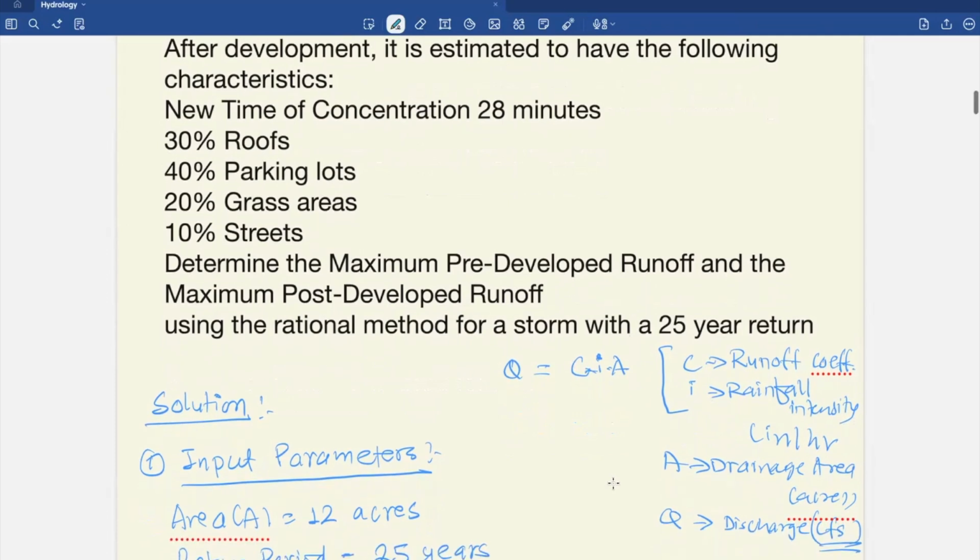So here's an important thing to remember. When you use inches per hour for intensity and acres for area, the result comes out directly in cubic feet per second. That's not a coincidence. It's because 1 acre-inch per hour is very close to 1 CFS. The conversion factor is 1.008, which we round to 1.